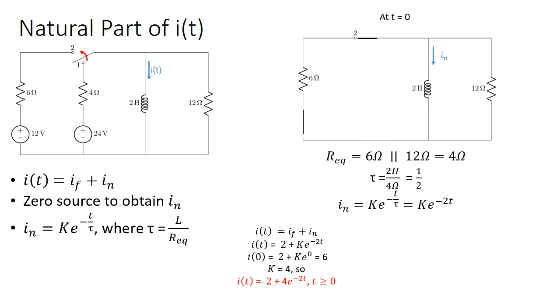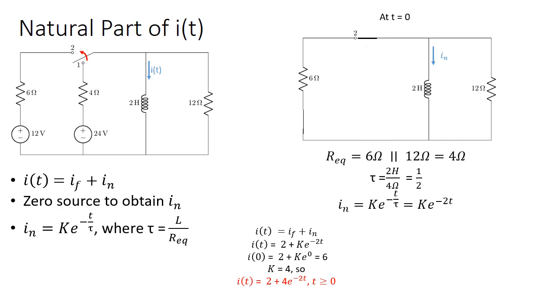Now, if we put in t equals 0, we see that I at 0 is going to be 6, so that works out fine. And if we let t go to infinity, we see that the second term of this expression, the 4e to the minus 2t, is going to go to 0. And so that means that we'll be left with, as t gets larger and larger, I of t approaching 2 amps, which is also what we expect to see.